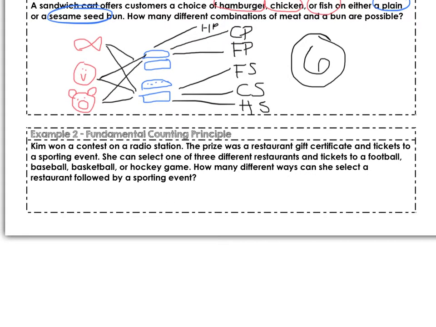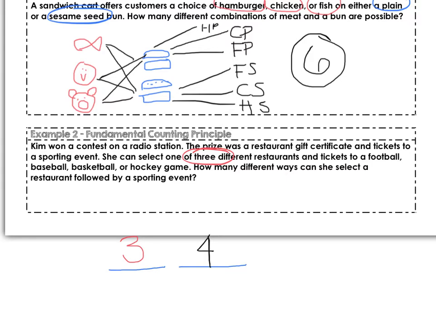All right, the next scenario, we have this radio contest where you can have a prize of a restaurant gift certificate and tickets to a sporting event. So notice your prize, you have a restaurant gift certificate and a sporting event. So there's technically 2 prizes here. First prize, the restaurant. We have 3 different restaurants. And then for the sporting event, we have football, baseball, basketball, or hockey. So there are 4 different options.